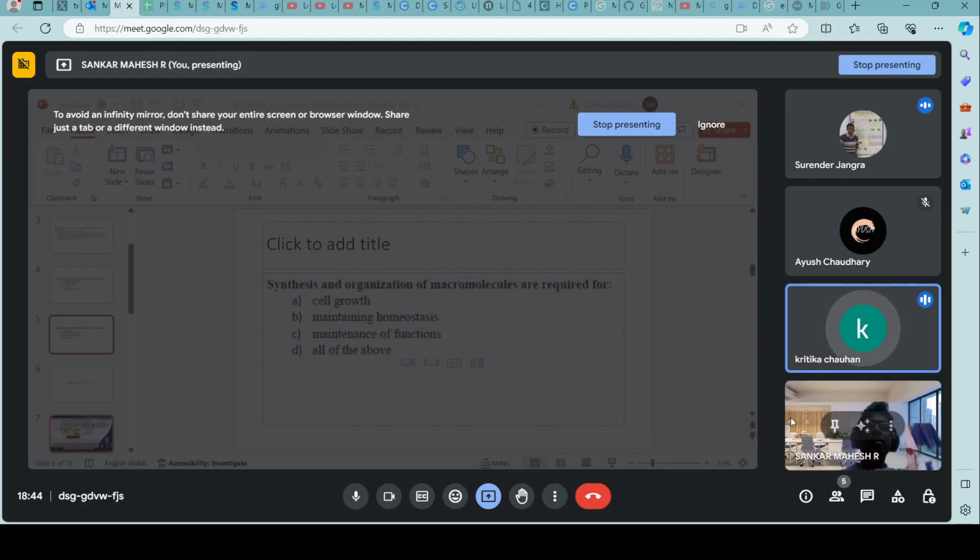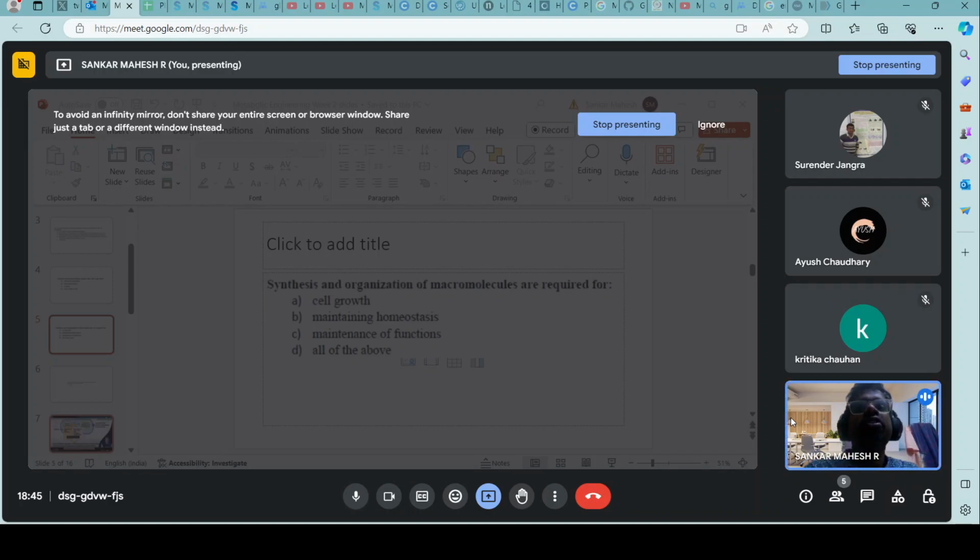Sir, according to me, all options are correct because macromolecules, that is proteins, nucleic acids, all these are required for the cell growth. When we talk about the cell cycle, enzymes are required in them. Those are proteins. If the enzymes which are required in the cell cycle do not form, then this process will not occur. Okay, so you're saying macromolecules are required for cell growth.